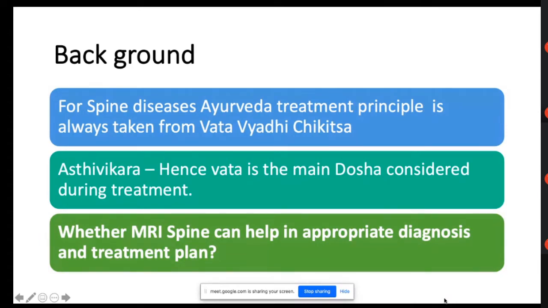or getting into the appropriate diagnosis, and how it helps us to plan treatment which is most successful, and also it can give relief to the patients in a short span of time period.